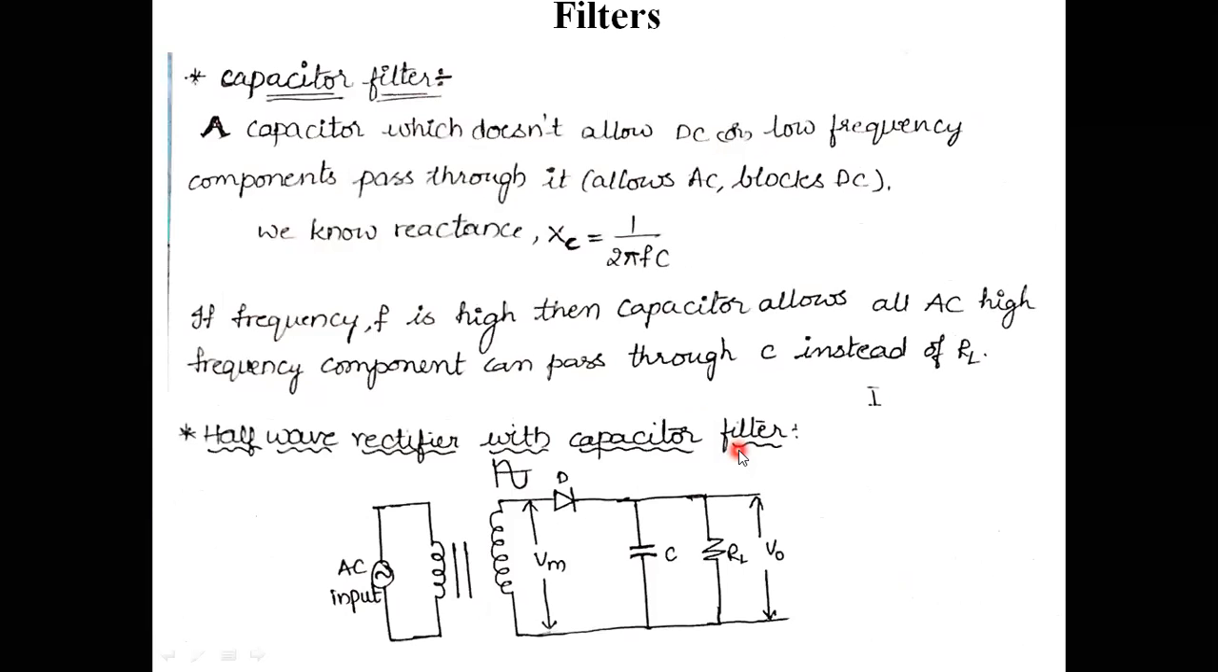Thereafter, by placing one filter, that is a capacitive filter, we consider how much ripple quantity there is. In the half wave rectifier, we have seen the ripple quantity is 1.21 times greater than the DC component.